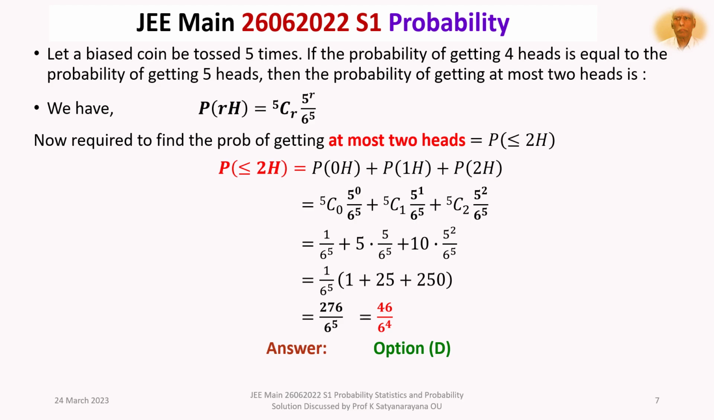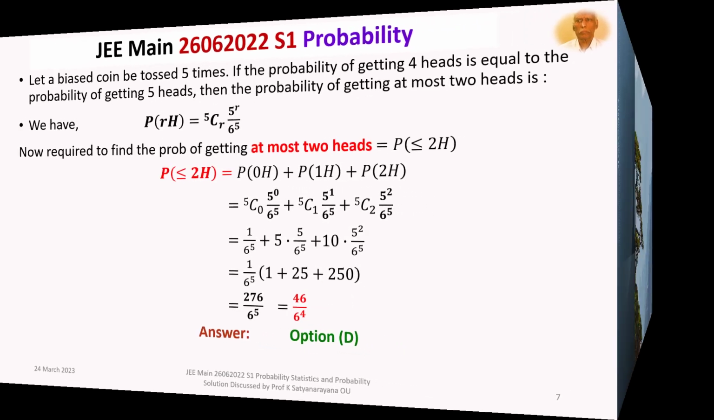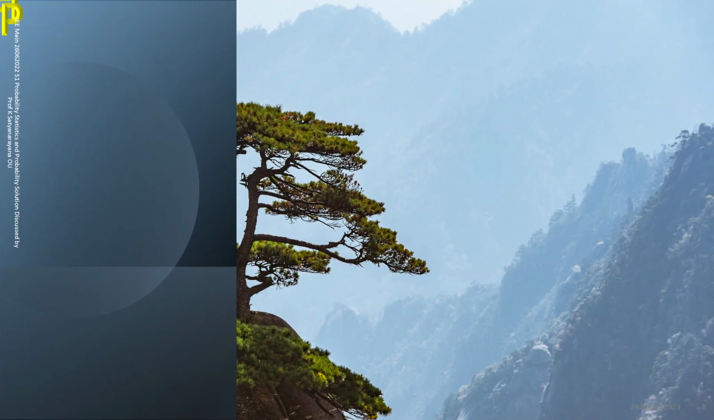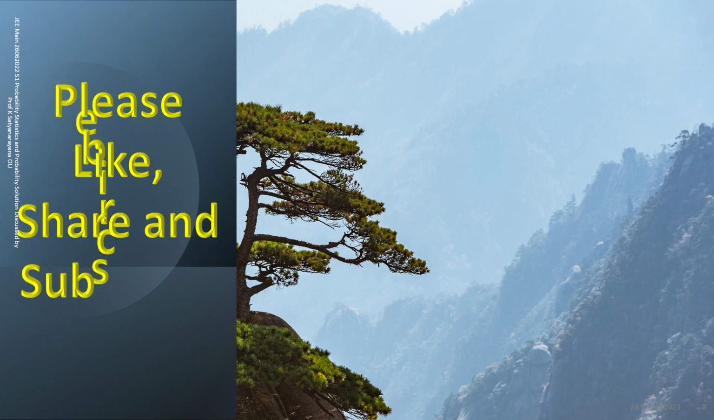So that is the detailed discussion of the solution of the problem from the section probability and statistics. The question is based on the concept of throwing a biased coin 5 times, and the relevant data is given and we have worked out accordingly. I am sure that you have understood the solution of this problem, and I wish you all the best. Thank you.